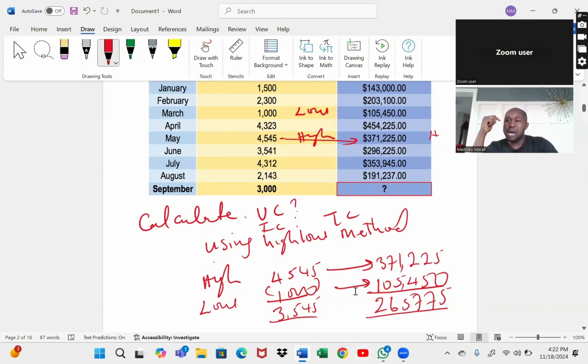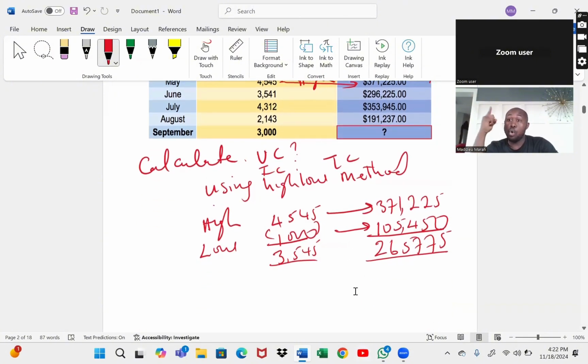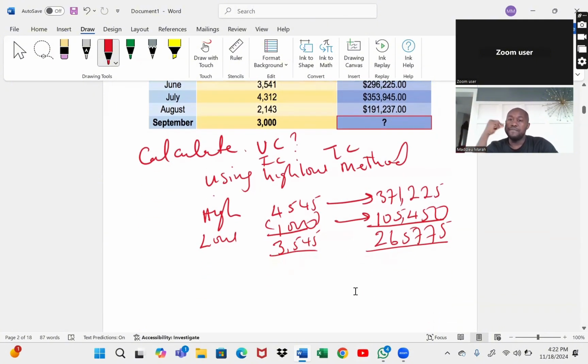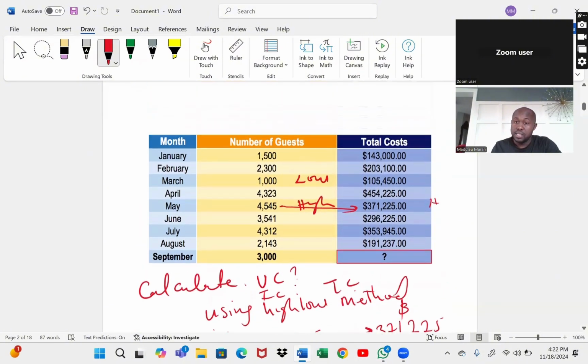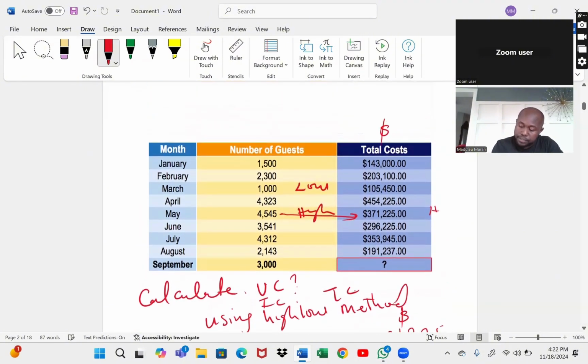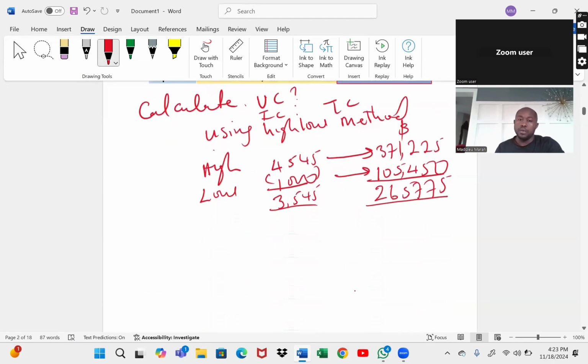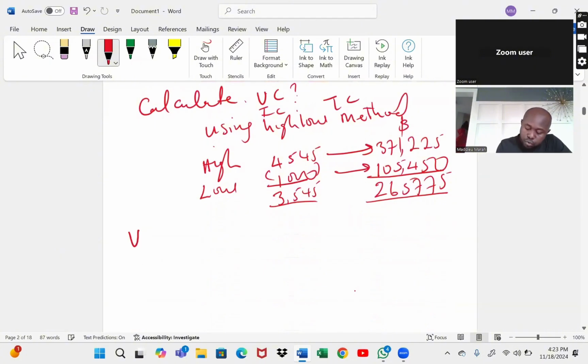The third step now is to calculate the variable cost per unit. Remember, the total cost is in dollar terms. From the question, you can see total cost is in dollars, and the number of guests is a unit. Okay? So now we need to find the variable cost.